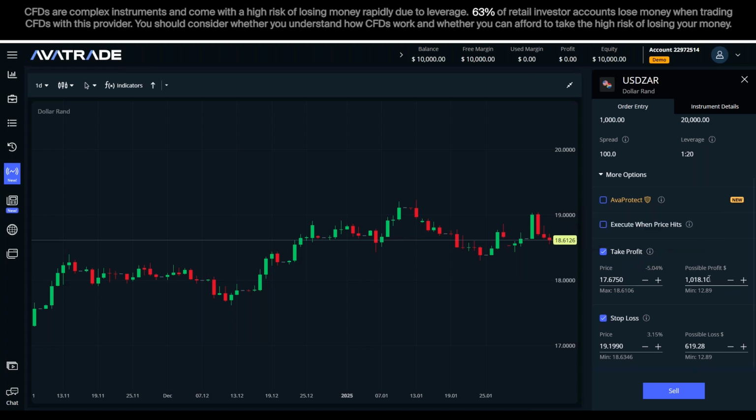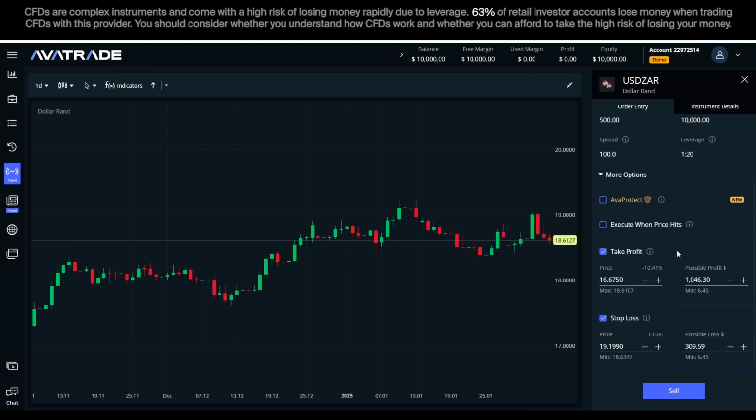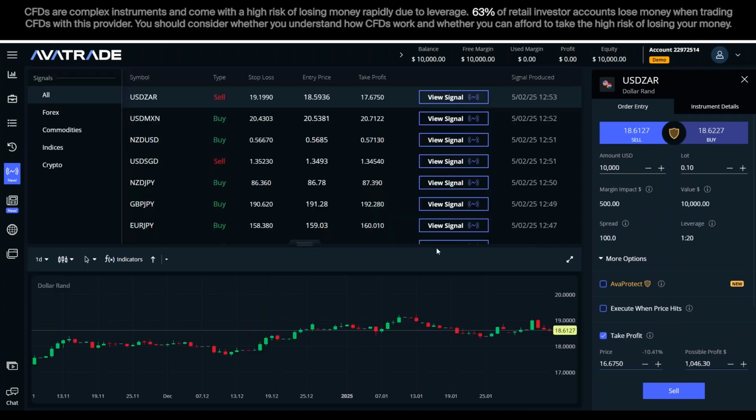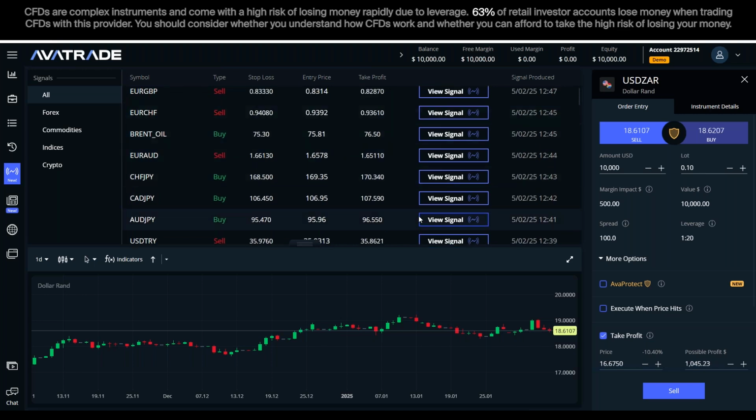As you can see, the take profit is leading me to a potential profit of 1,000. The stop loss is leading me to a potential loss of 600. Of course, if I'm not happy with that, I can just change it. I can also change the lot size, maybe to something else that I want, as an example. But you guys get the point. It's very, very easy to use. So let's take another one just for fun to demonstrate for you guys.